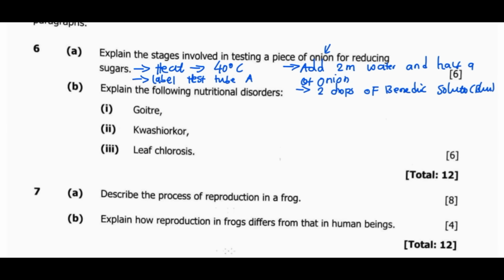Now, let's say we have some color changes. The first one, we know that we are beginning from blue, the color of Benedict's solution. If this changes from blue up to green, sometimes it may just give you up to green, what is the conclusion? Whenever it gives you a green color, just know that reducing sugar is present, but in a low concentration. It's there, but in a low concentration.